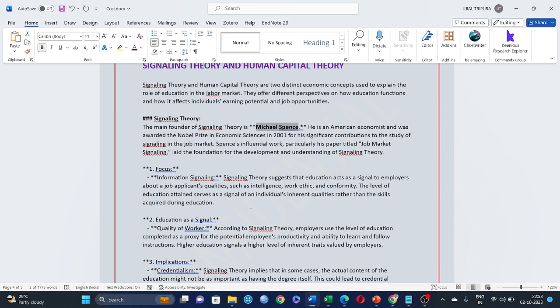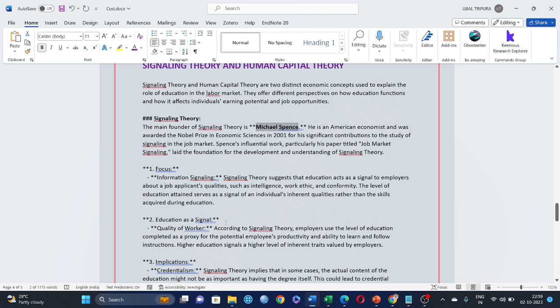You should have intelligence, work ethic, conformity. Apart from that, whatever quality you should have. They are not seeking that much skill that you acquire during your education, but you should have the quality. For example, for teaching English to school students, you should have a B.Ed, right? B.Ed or D.El.Ed. For the primary level, D.El.Ed. For the secondary level, you need the B.Ed course. So the primary focus is the signal to employers about job applicants.